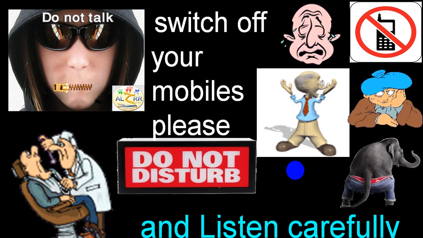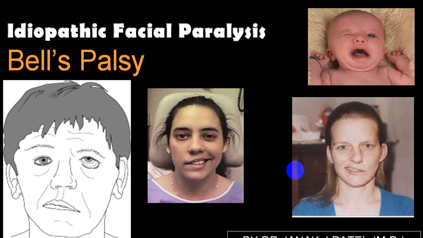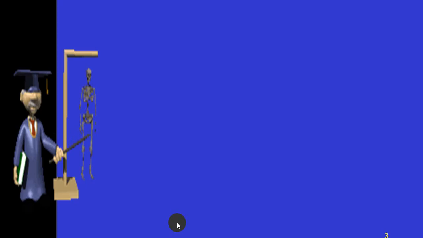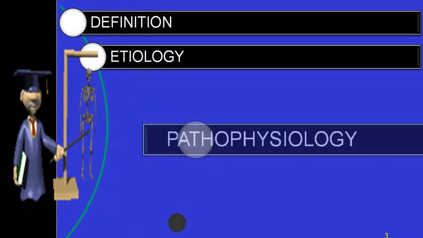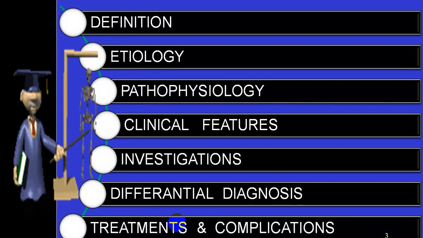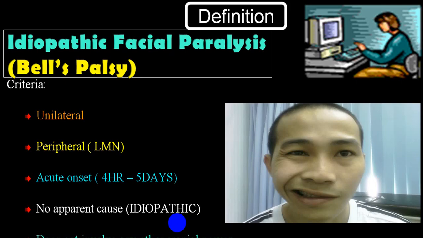We are going to discuss today regarding Bell's palsy. It is also called idiopathic facial palsy or Bell's palsy. You can see that this is left side, lower motor neuron facial. Here on the right side, lower motor neuron facial. So when you can't identify the cause, it is labeled as Bell's palsy, or idiopathic lower motor neuron facial palsy.